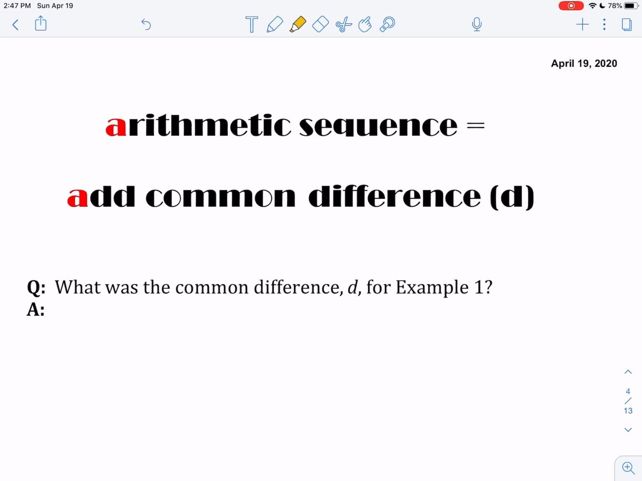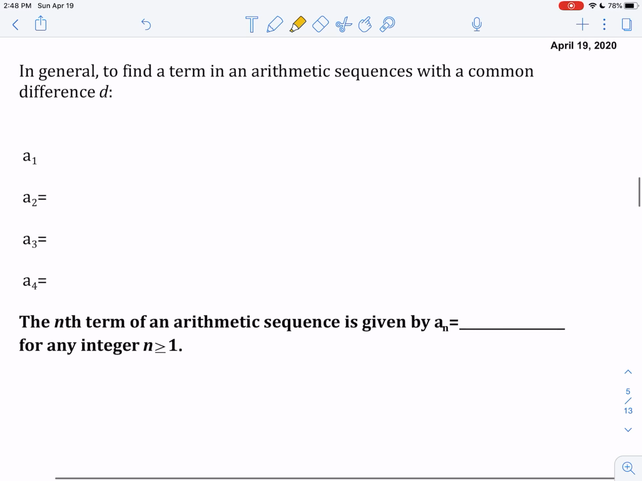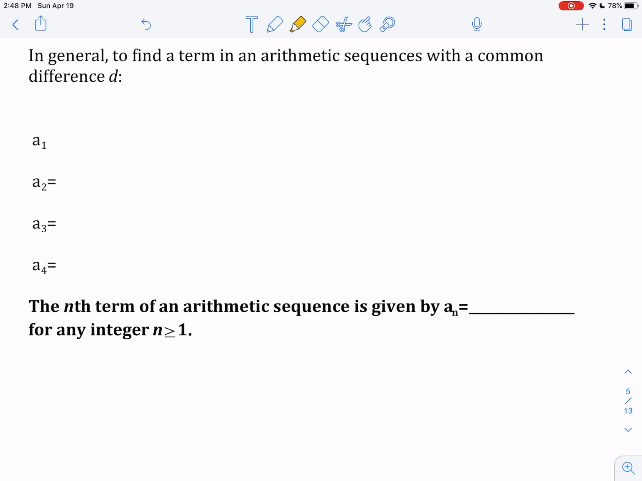So arithmetic sequence means you're adding the same number, and we call that the common difference, and we usually denote that with the letter D. So what was the common difference, D, for example 1? We said that was 5, right? So let's delve into arithmetic sequences and series a bit more.